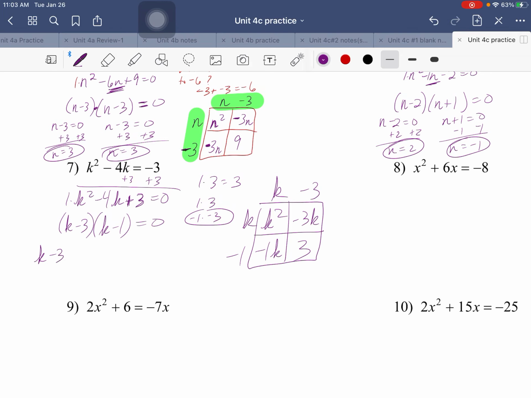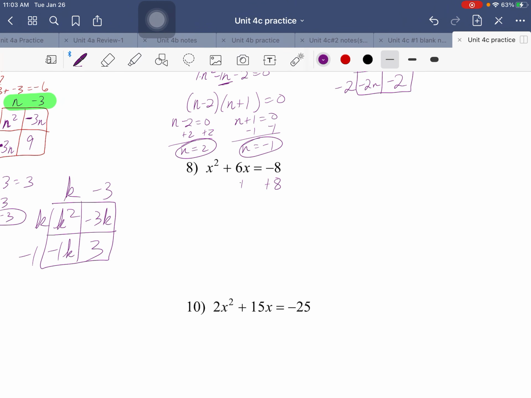Set each factor equal to 0. k is going to equal 3. That's one of your solutions. Add 1. k is going to equal 1. That's your other solution.